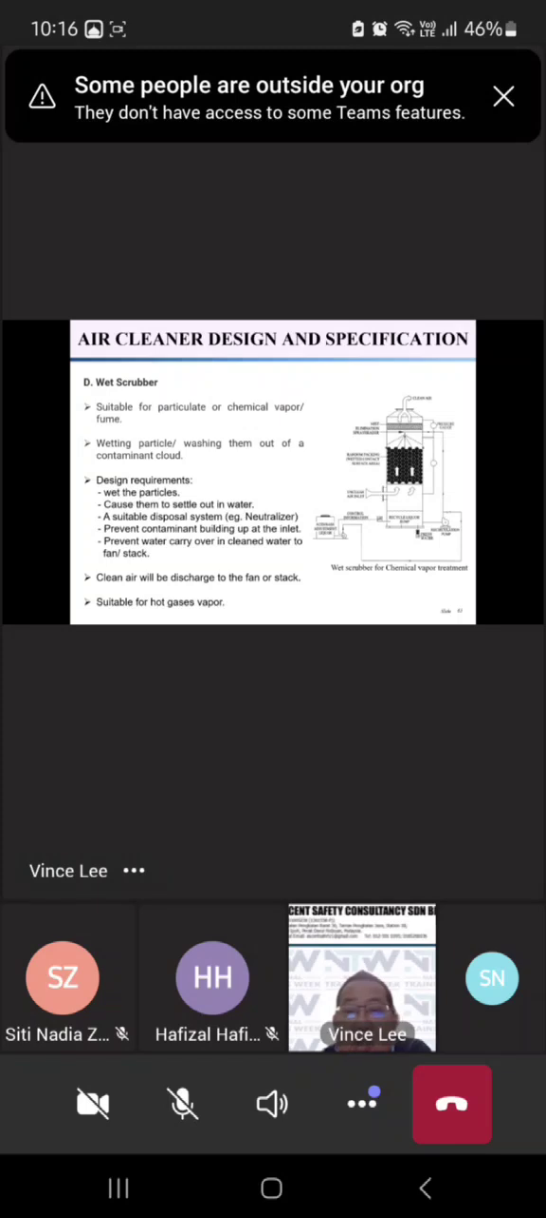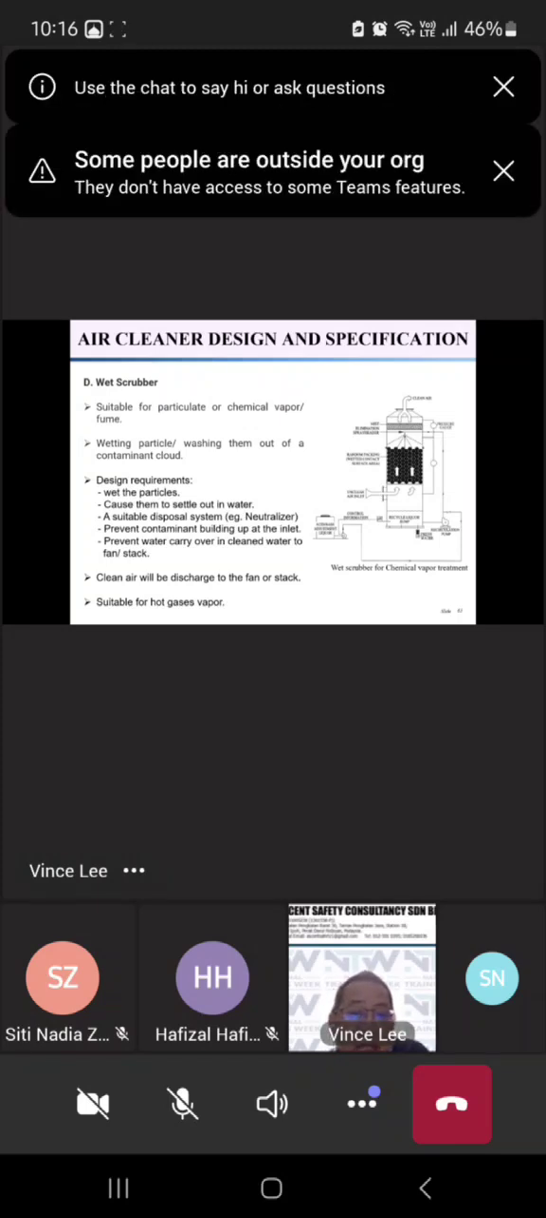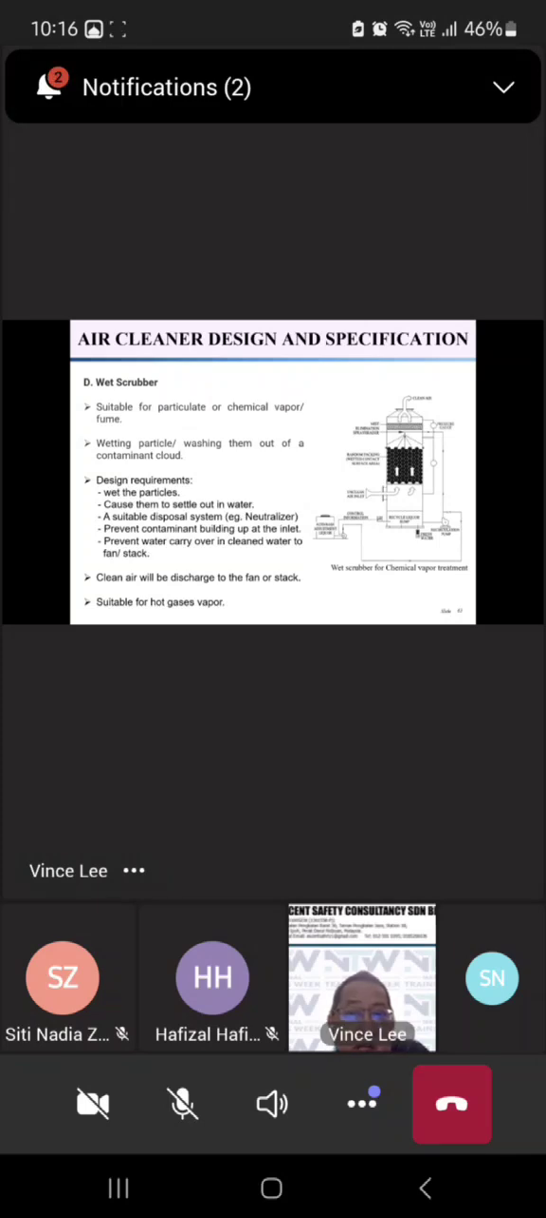Okay, this one you will see at glove factories. These are normally glove factories or electronic factories where you're using wet chemicals, chemical vapors, right? Acids, solvents, certain type of solvents, ammonia, alkalis, right? And it's suitable for hot gases and vapor.